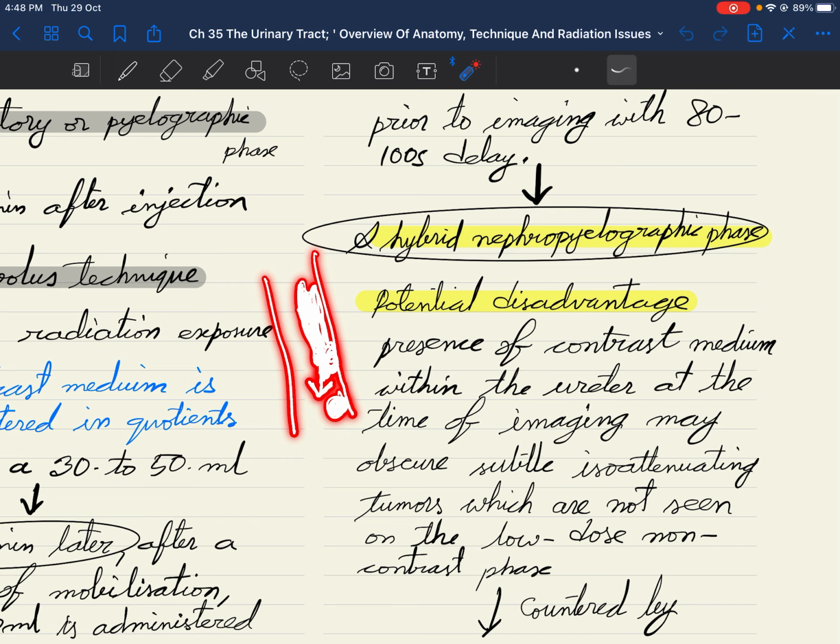But if we use diuretics, that will dilute this contrast medium, and then we can differentiate between the contrast density and the tumor density. Thus we can overcome the disadvantage of the hybrid nephrographic phase.